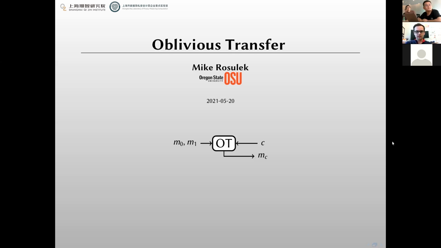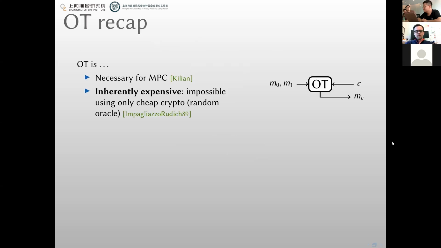Today, as the organizers mentioned, I'll be talking about oblivious transfer. If you recall, oblivious transfer is a special case of secure computation. There's a sender and a receiver. The sender has 2 messages. The receiver has a bit that it uses to choose which of the messages to learn. So it learns one of the 2 values of its choice, but it doesn't learn anything about the other value. The sender doesn't learn anything about this choice bit C.